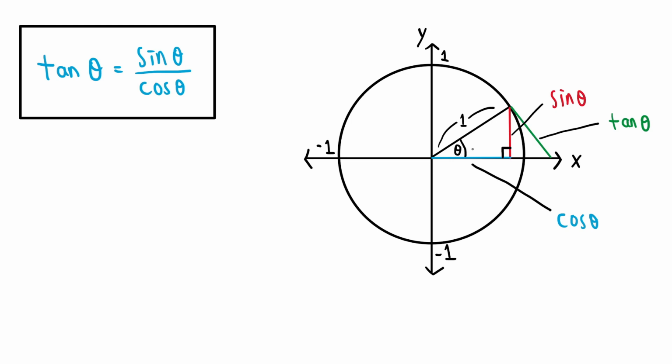So we can also define the tangent function in terms of sine and cosine. Tan of theta is equal to sine of theta divided by cosine of theta. This is because the tangent function describes the slope of the line, and slope is rise over run, or the change in y divided by the change in x. Since the length in the y direction is described by sine of theta, and the length in the x direction is described by cosine of theta, the slope is just sine of theta divided by cosine of theta. So tan of theta is just equal to sine of theta divided by cosine of theta.